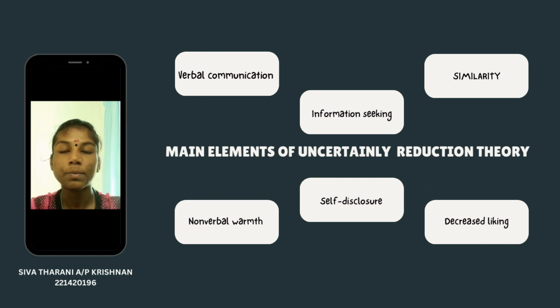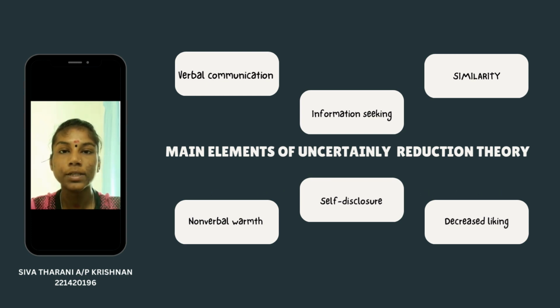The fourth one is similarity. This is the process of having similar interests and values in order to build trust and reduce uncertainty. For example, if two people share the same political views, this could indicate that they have a lot in common and could build trust between them.